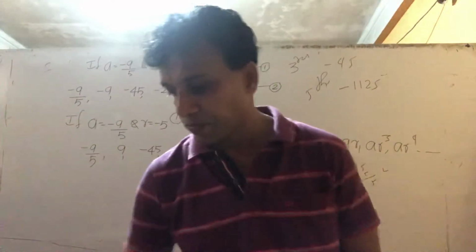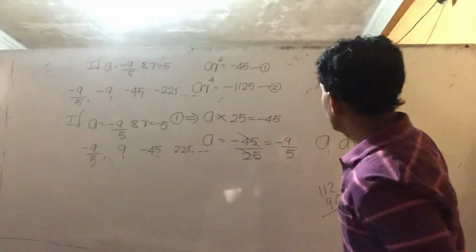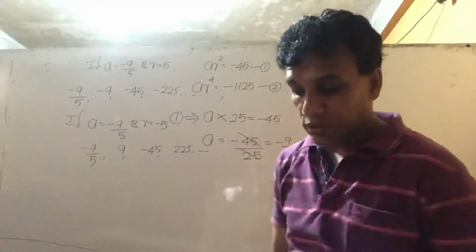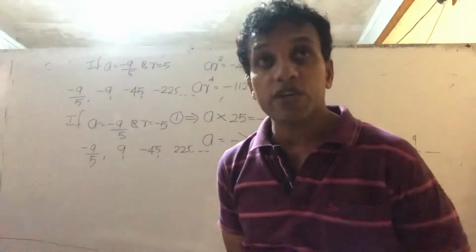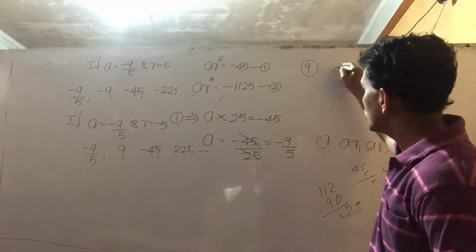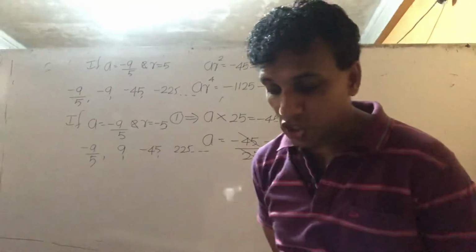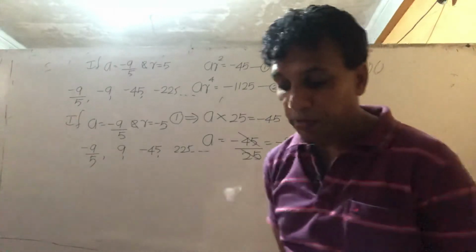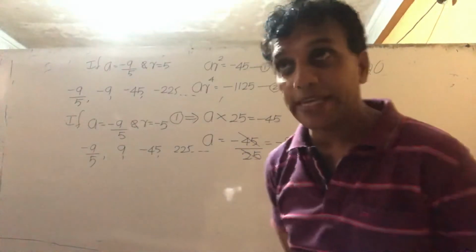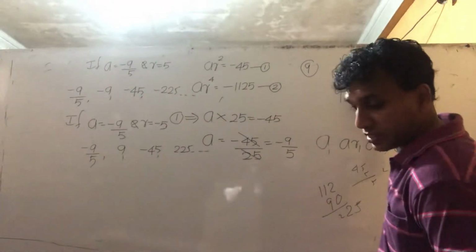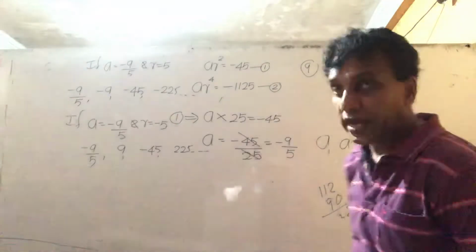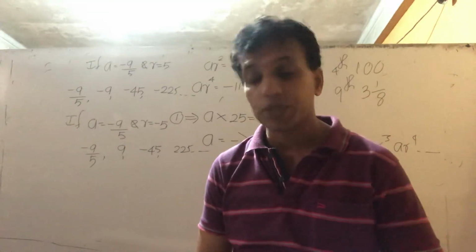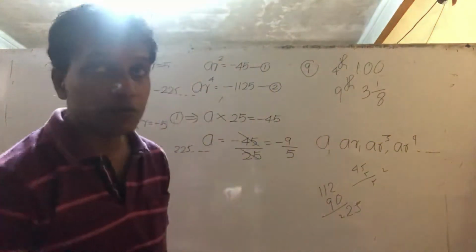Right, next question, problem 9. The fourth term of a GP is 100, and the ninth term is 3 1/8. Write the first 5 terms of the progression.